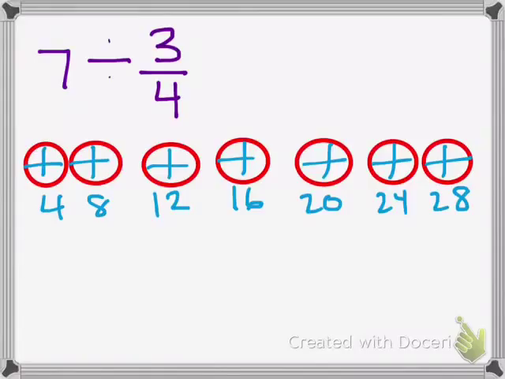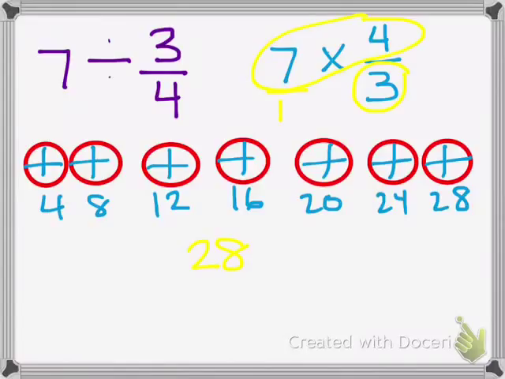In stay, change, flip, you'll see that the 7 stays, the division becomes a multiplication sign, and the flip, the 3/4, becomes 4/3. Now you can see where I get those 28 pieces. Well, all of these 7 wholes cut into 4 pieces gives me 28 pieces. But I don't want all of those 28 pieces. I simply want 3/4 of them.